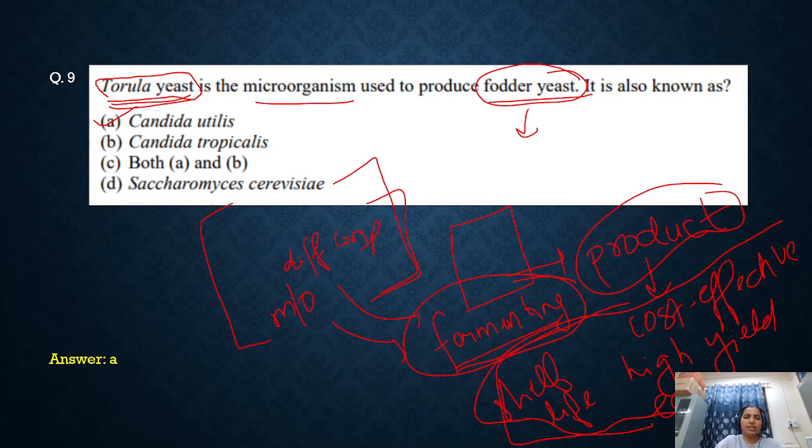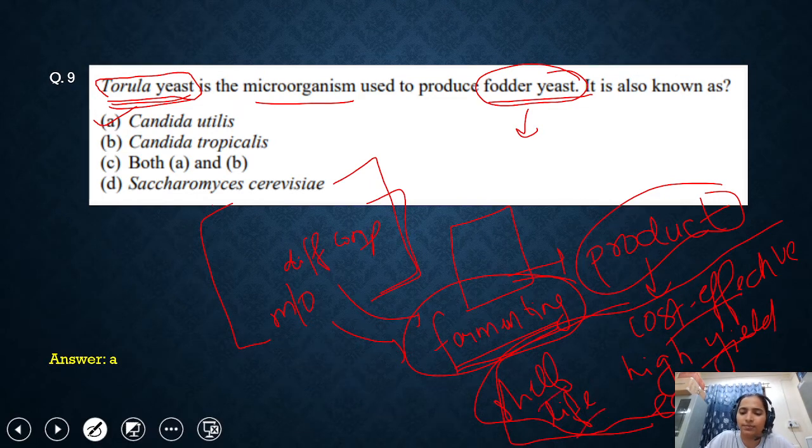So when you make anything at an industrial level, then it should have all these qualities, because then only the industries will be able to make that. Otherwise if it is not cost effective, suppose any microorganism is making a very high amount of yield, but that is not cost effective, so industries will not prefer that method.